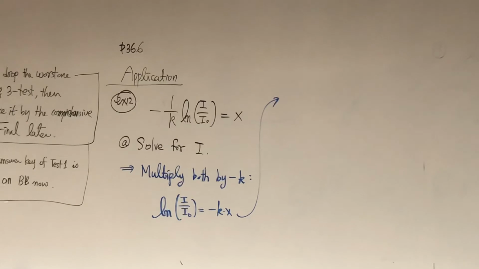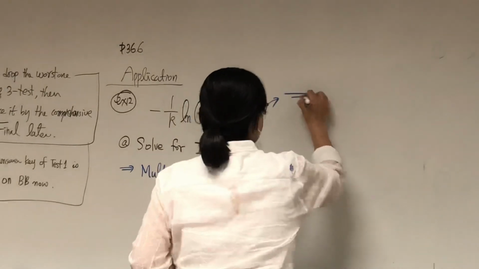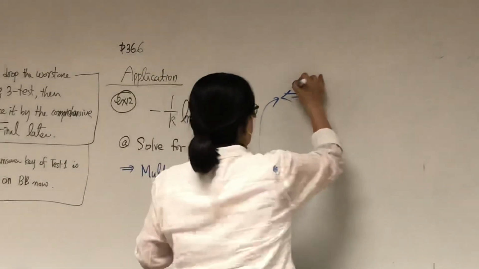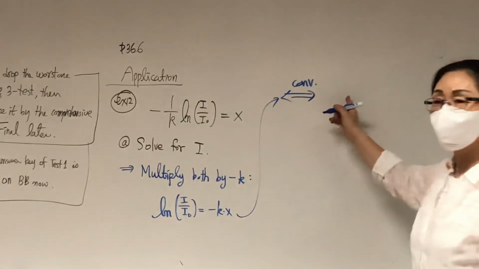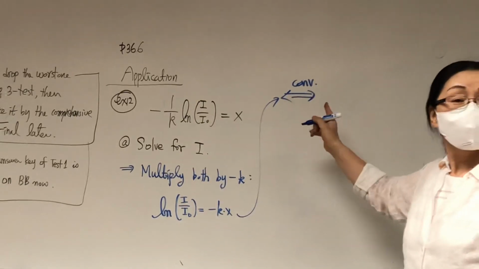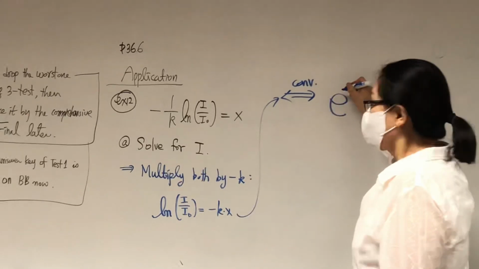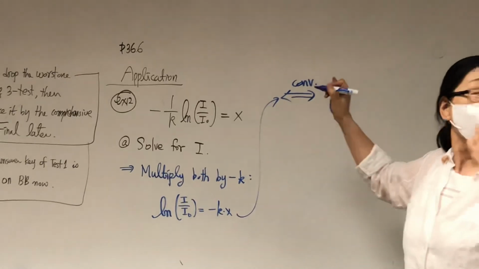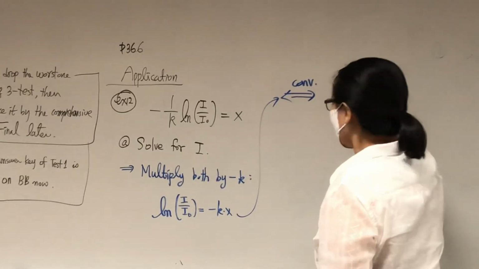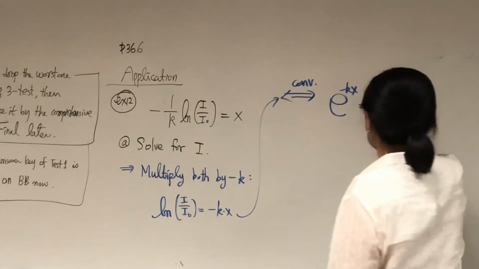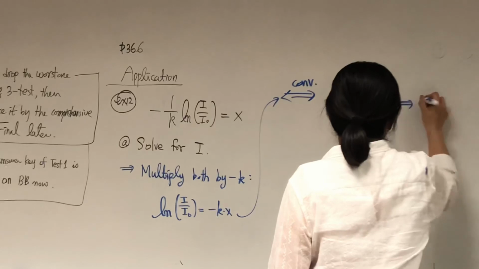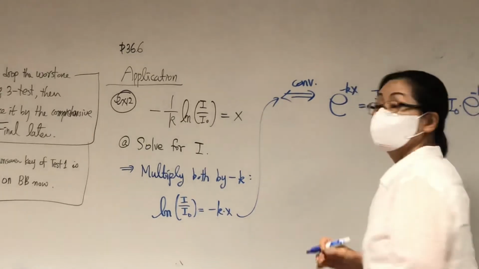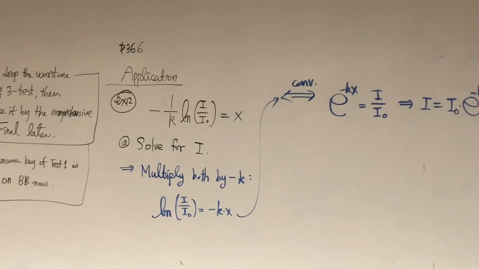Convert. You know, I talked about convert maybe more than 50 times today. Yes? Convert. And then what is convert to exponential form? 10. No. Oh no, e. Minus kx is the power, right? Yes. Minus kx equals what? I over I0. Good job. And then solve for I. So multiply by I0. So I0 times what? Yes. Am I right? We are done for part A.